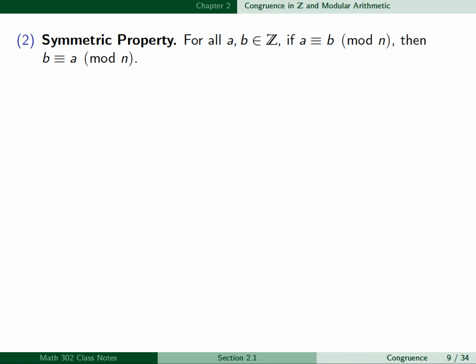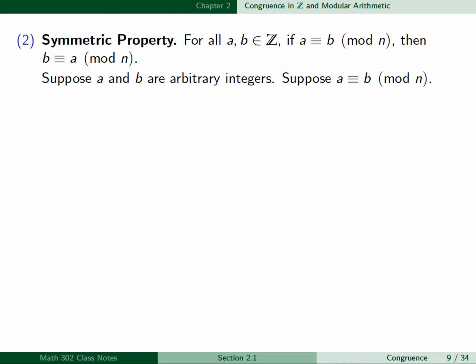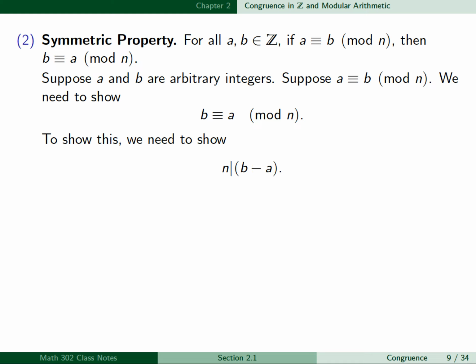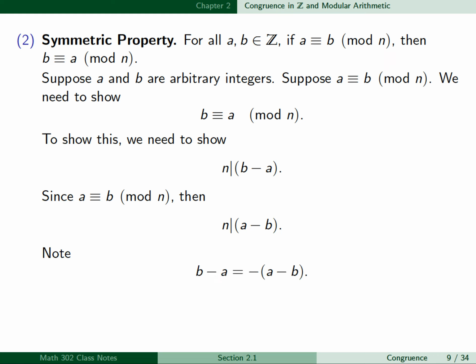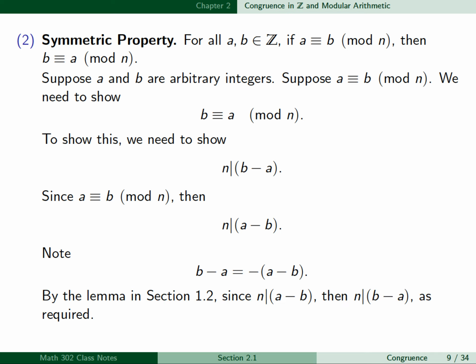For 2, the symmetric property, we'll suppose a and b are arbitrary integers. Suppose the hypothesis a is congruent to b mod n, and we need to show the conclusion b is congruent to a mod n. Now to show this conclusion, we need to show that n divides b minus a. From the hypothesis, since a is congruent to b mod n, then n divides a minus b. And note that b minus a is just minus the quantity a minus b. By a lemma in Section 1.2, since n divides a minus b, then n must divide minus (a minus b), or b minus a, as required. And therefore b is congruent to a mod n.